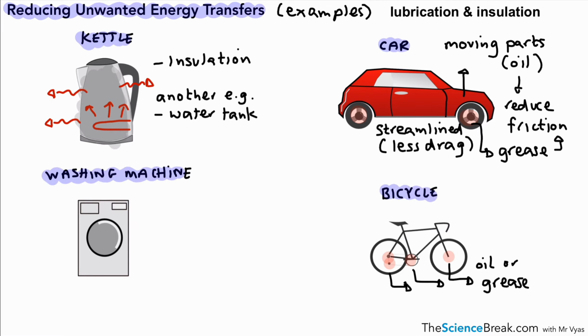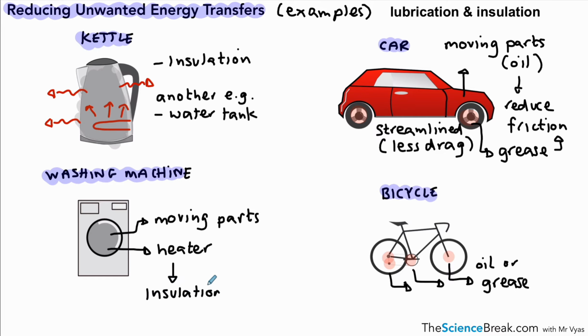So by now, hopefully you get the idea. In terms of the moving parts, we can use lubrication, oil or grease. And in terms of the heat, we want to keep as much heat in the machine as possible to heat the water and the clothes, to wash them. So we would have insulation in order to reduce heat transfer to the surroundings, and the moving parts we would use lubrication. Okay, so there we go, lubrication and insulation in our washing machine.